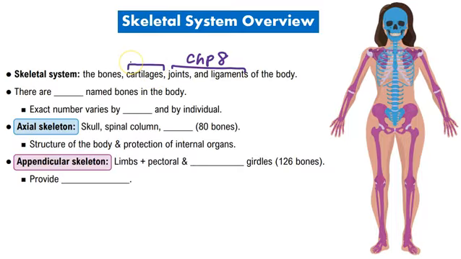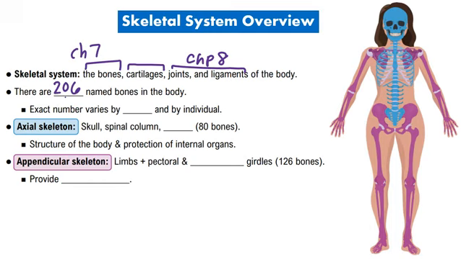But we do have a couple of specific cartilages we'll get into a little bit here when it comes to the thoracic cage or the rib cage. And we've seen some in chapter 6 as well. But our focus for chapter 7 is really going to be the bones. There are usually 206 named bones in the body.